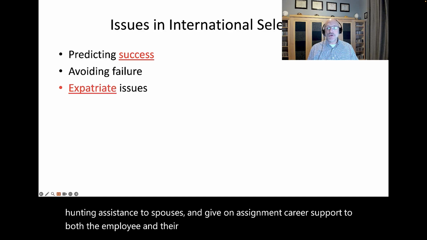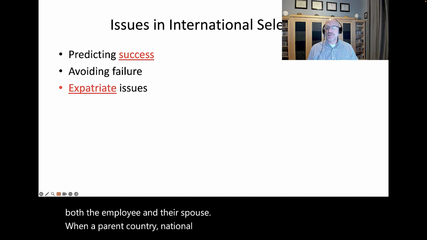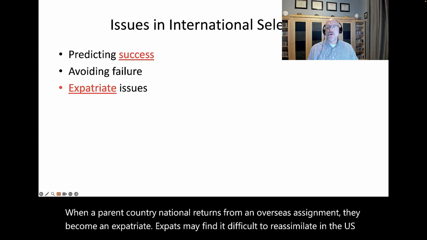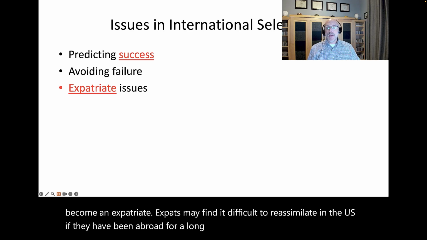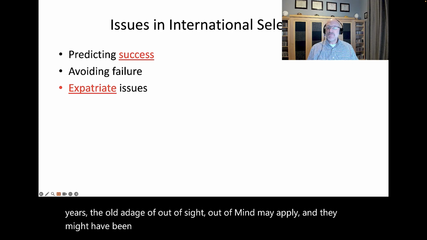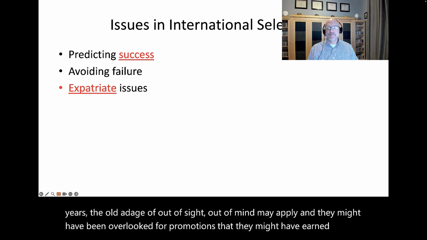When a parent country national returns from an overseas assignment, they become an expatriate. Expats may find it difficult to reassimilate in the U.S. if they have been abroad for a long time. If they have been away for many years, the old adage of out of sight, out of mind may apply, and they might have been overlooked for promotions that they might have earned if they had stayed in the U.S.